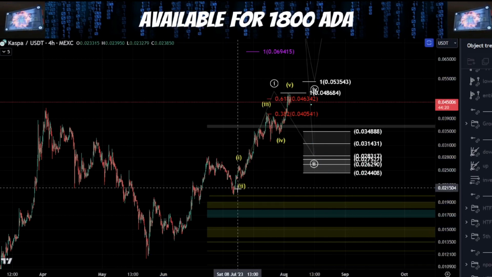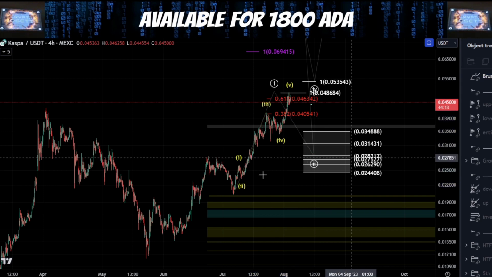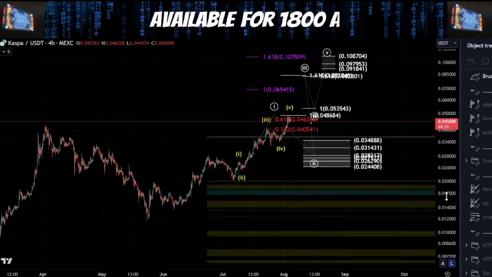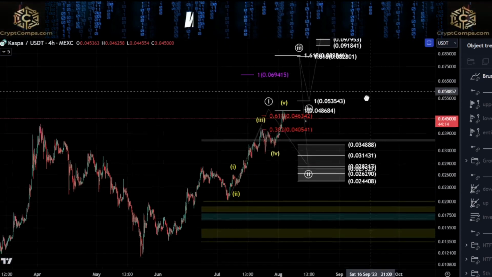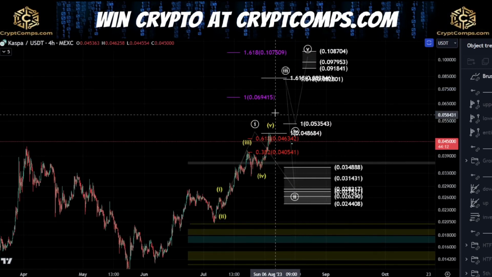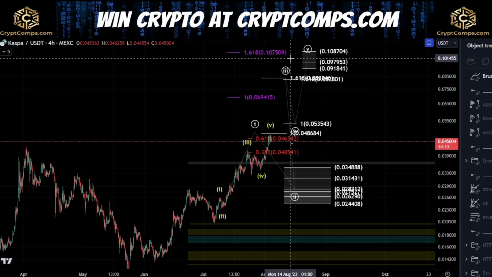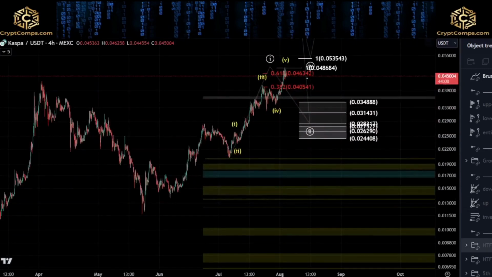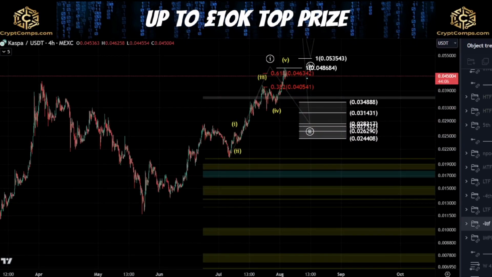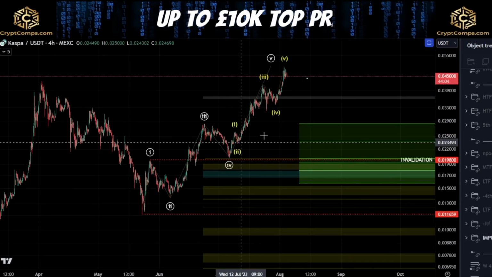So I don't think that this count is that likely anymore. I will still be keeping an eye out for it, but effectively it would need to move up. After a retracement to the downside, we'd have to see quite a substantial move to the upside to validate this as a count. So like I said, it's not the most likely one in my opinion anymore.